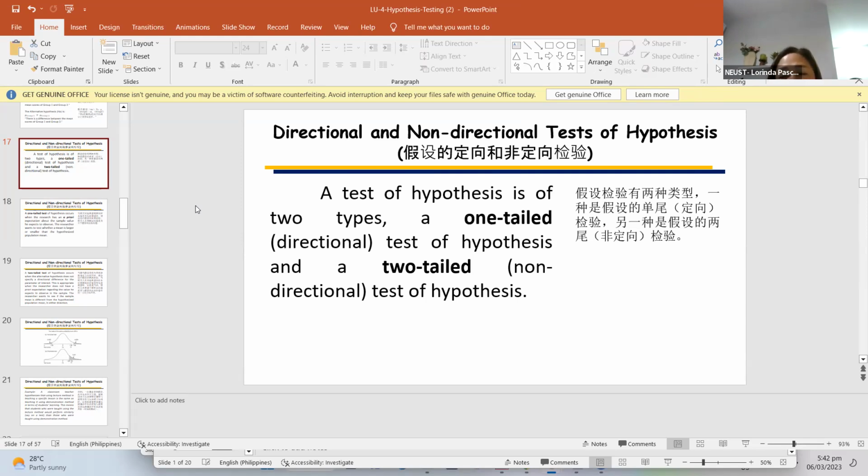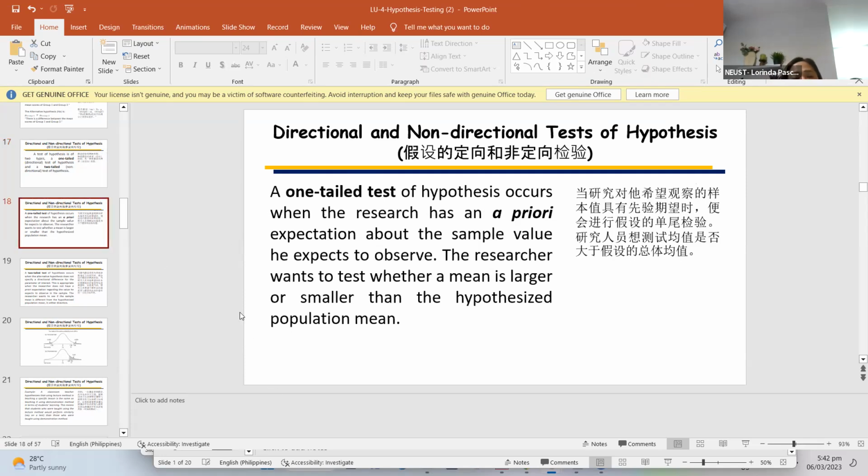So a test of hypothesis ay dalawa siya. It is either one-tailed. So pag one-tailed siya, tawag doon ay directional kasi meron siyang direction. So a one-tailed test is a test of hypothesis which is directional. And a two-tailed test, we call this a non-directional test of hypothesis. So kailan ginagamit yung one-tailed? Yung merong direction, either kaliwa or kanan. Tapos yung two-tailed, pwedeng kaliwa, pwedeng kanan. So wala siyang direction. So, kailan gagamitin ang one-tailed at two-tailed? So, ang one-tailed test of hypothesis occurs when the researcher has an a priori expectation about the sample value that he expects to observe.